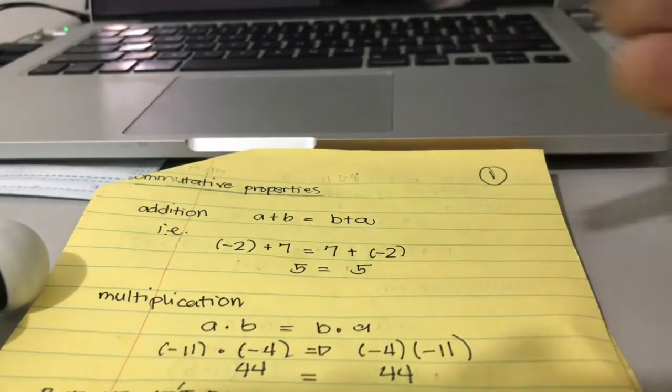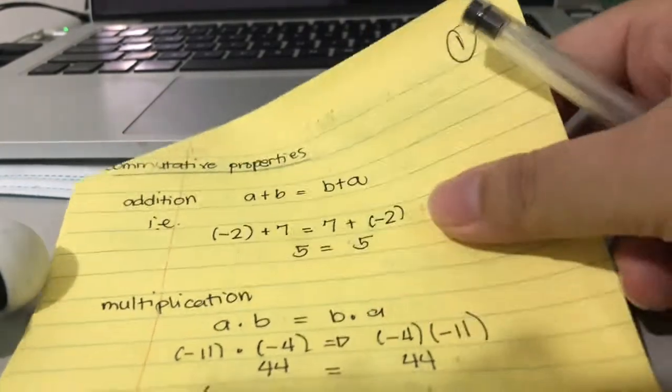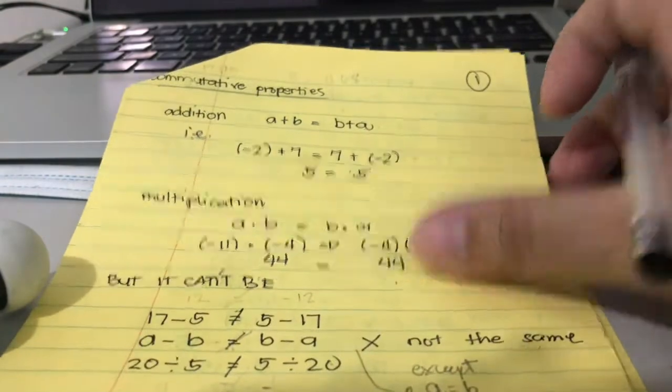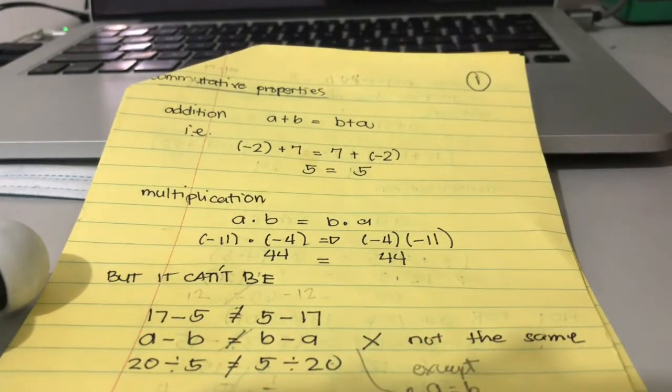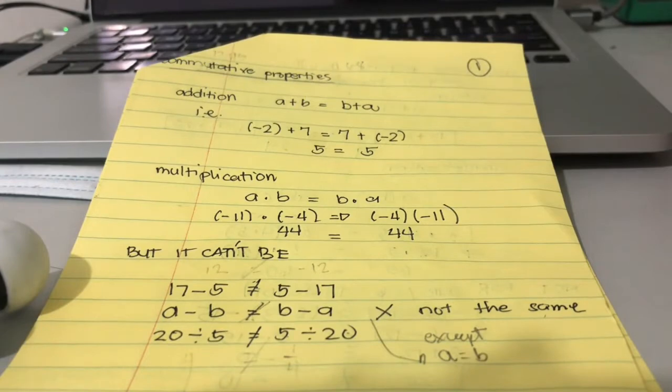For example, in addition, negative 2 plus 7 is just equal to 7 plus negative 2. If you evaluate both sides of the equation, it will become 5. For multiplication, you get a times b is equal to b times a. So, for example, negative 11 times negative 4 is equal to negative 4 times negative 11. Evaluating it, it'll be positive 44.